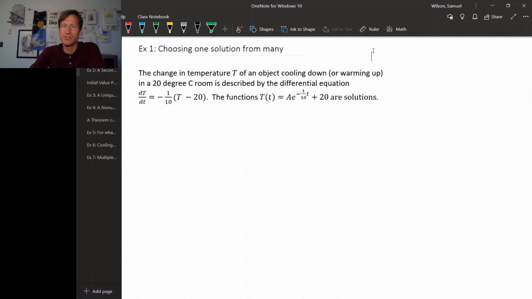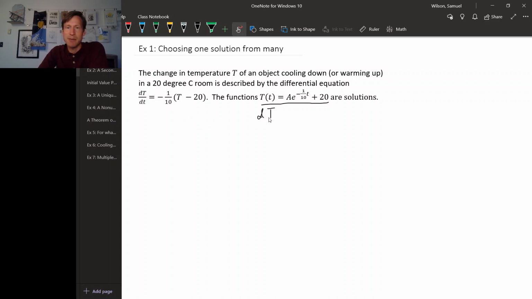Based on the examples we've seen so far, it looks like most differential equations have many solutions. Here's just one example. This differential equation is a simple model of an object warming up or cooling down in a 20-degree centigrade room. This differential equation is basically due to Newton. And it turns out that this differential equation has all of these functions as solutions. Well, we can check that these really are solutions just by plugging it into the differential equation.